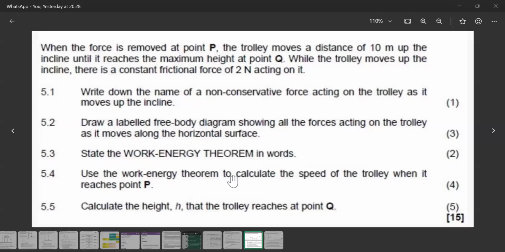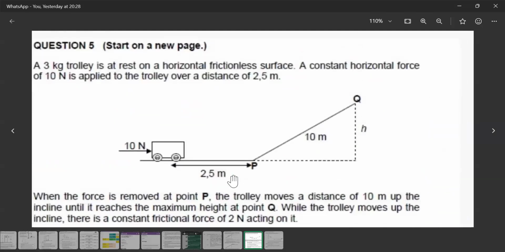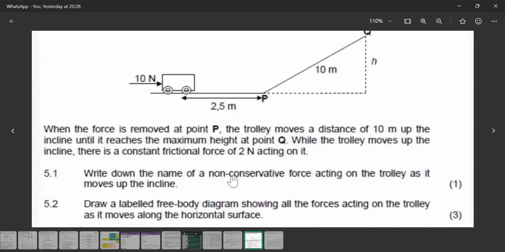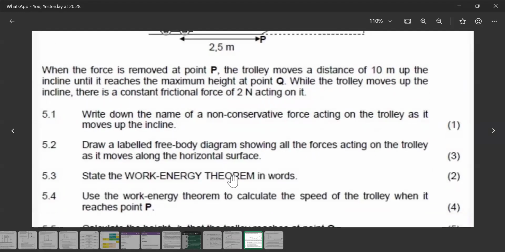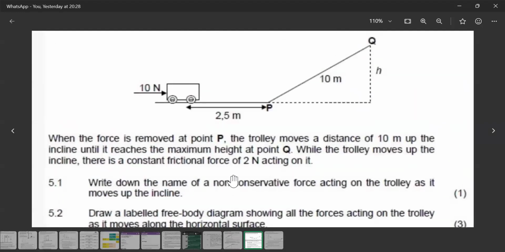The last one says, calculate the height h that the trolley reaches at the point Q. And this is for 5 marks. So now we know the velocity at the point P. But then remember what they said to us in the statement. I think they said it reaches the maximum height at point Q.